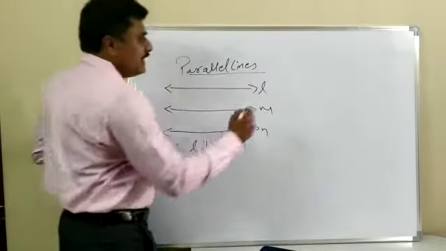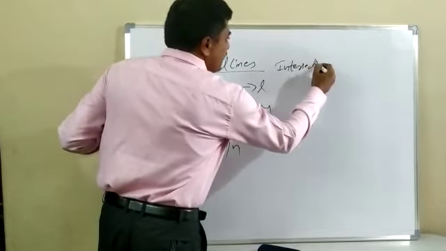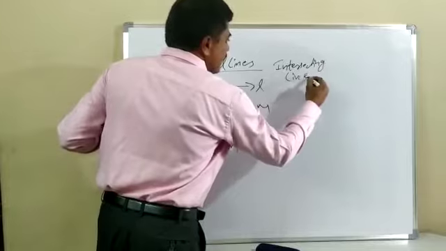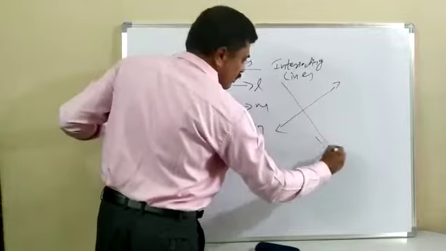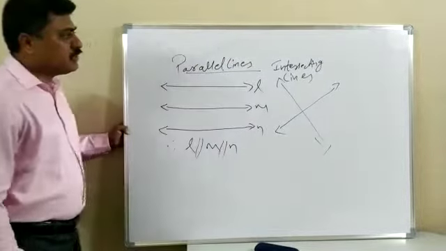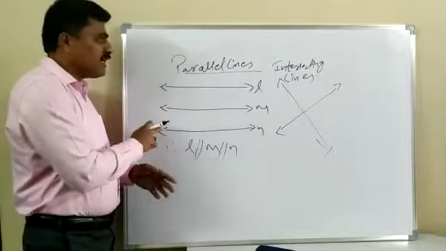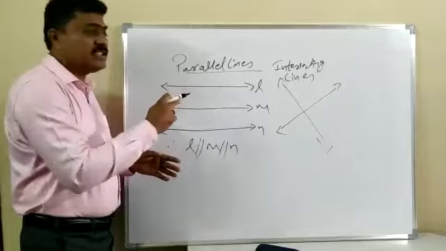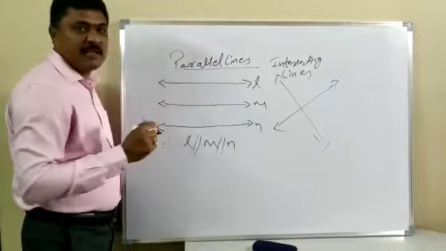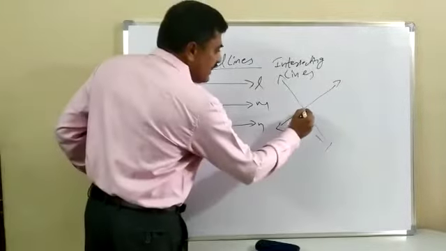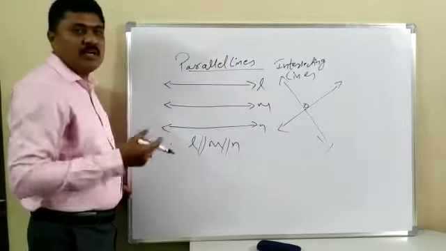Now we will see the next one, intersecting lines. What are intersecting lines? Again two lines I am taking. This is one line going in one direction. One more line I have drawn. Here parallel means they do not touch each other. Intersecting means they should touch each other. When these two lines are intersecting, they meet at one point only. Point O I have marked here. They are intersecting at only one point.